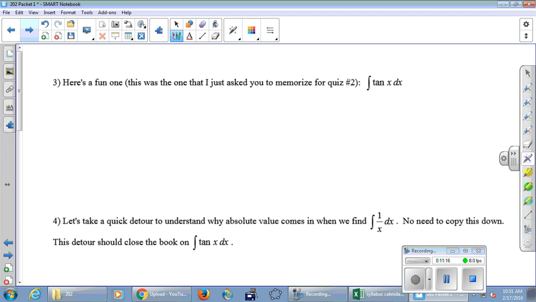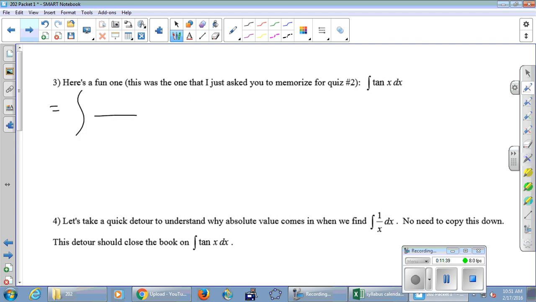This is the integral of tangent of x dx on that quiz number 2, where you just memorized a lot of derivative and antiderivative rules. They all should have looked familiar to you except for this one, which I said at the time, just memorize it's ln of cosine of x plus c. So let's fill in that gap for the thing that I asked you to memorize.